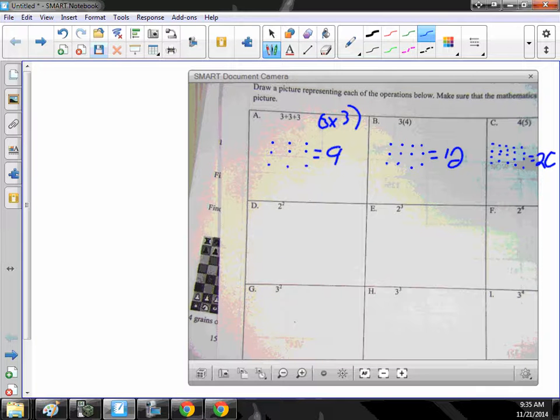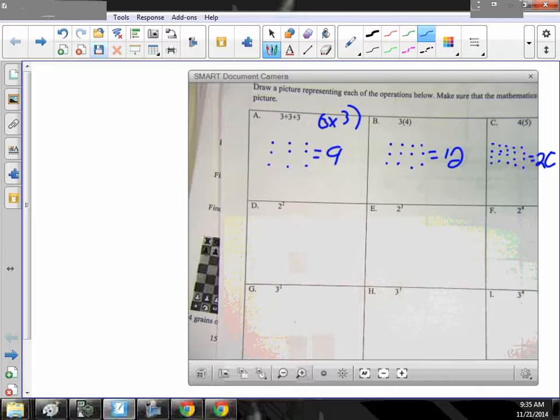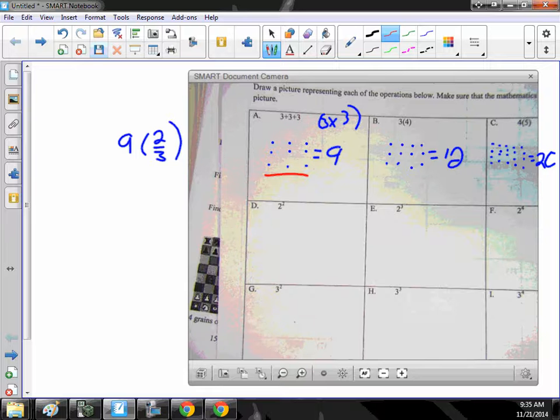Okay? So if I were to take this number 9 or this number 12 or this number 20 and multiply it by a fraction, for instance, and you don't need to write this down, just kind of watch. 9 times 2/3. What is 9 times 2/3? 6. 2/3 of 9 is 6. How does that relate to the picture? So I have 3 columns. How many of those columns am I keeping? 2 of the 3 columns. I'm keeping 2/3 of the dots, which is 6.